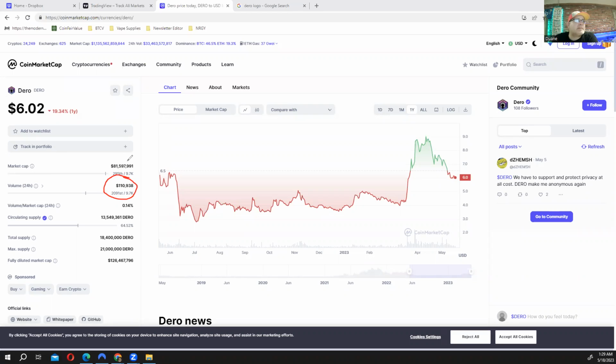Here's the problem. The market cap is 81 million. Just out of curiosity, let's take a look on the calculator and see how many times that is. If we take 81 million and divide it by 110,000, that's 736 times. Guys, the market cap right now on Dero is over 700 times more than the daily volume. That is not good from a technical standpoint. I'm just going to tell you that now.